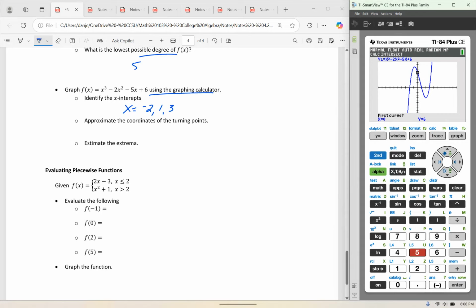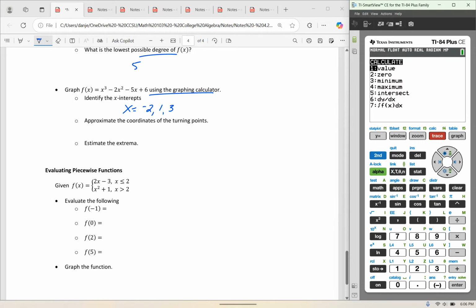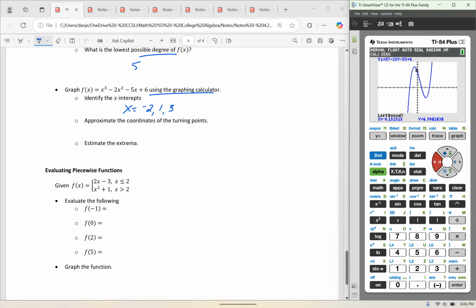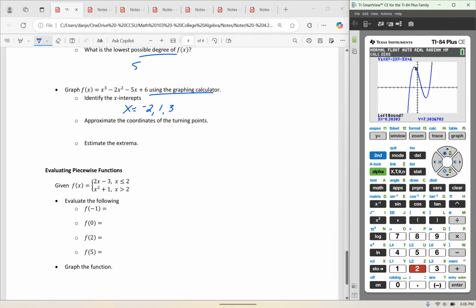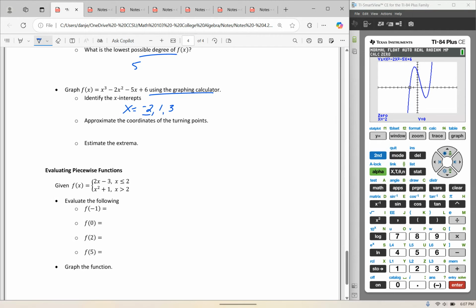Okay, I'm sorry, that's not what we want. Second calc, what we want is number 2, zero. We want to find this x-intercept. So we're going to cursor to the left of that x-intercept, press enter. We're going to cursor to the right of that, press enter, go back somewhere in between, press enter, and you'll see we do have an x-intercept at -2. If you repeat that process, you should find an x-intercept at 1 and at 3.